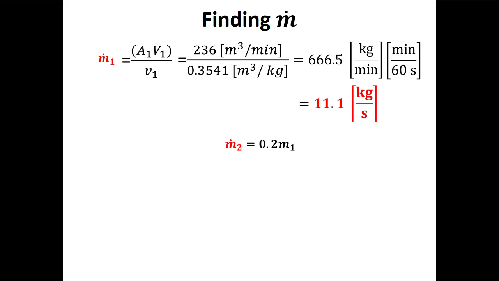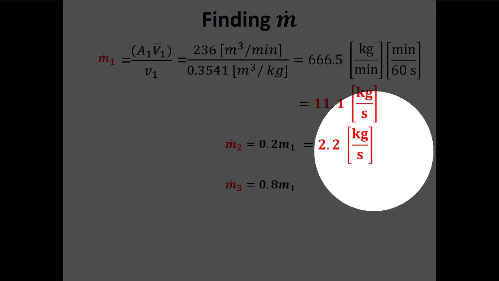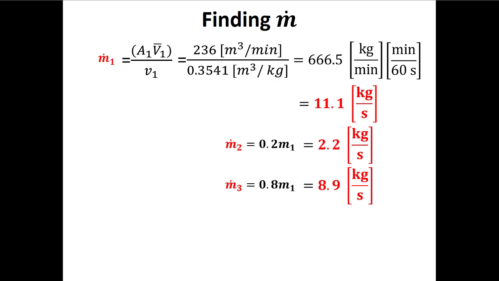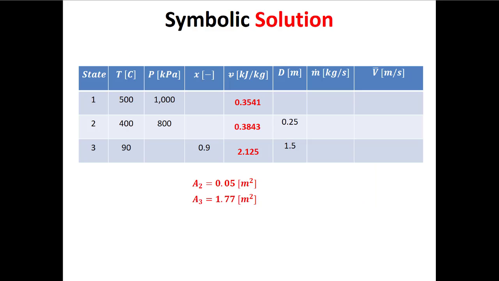Now I know that 20% of that is going to come out at state 2. I can do this on my calculator, and maybe even in my head. So 0.2 times 11.1 is just about 2.2. Now, if 20% of the mass is coming out here and all of the mass has to come out, then 80% of the mass comes out at state 3, and we're going to get 8.9 kilograms per second. So this is good because now I know the mass flow rates at all 3 of these different places.